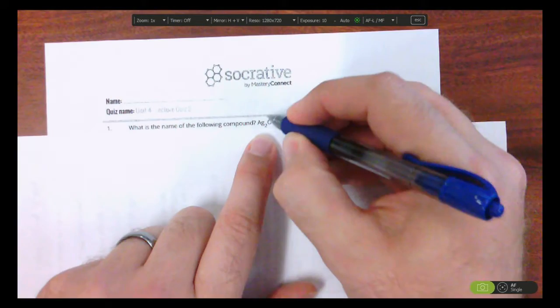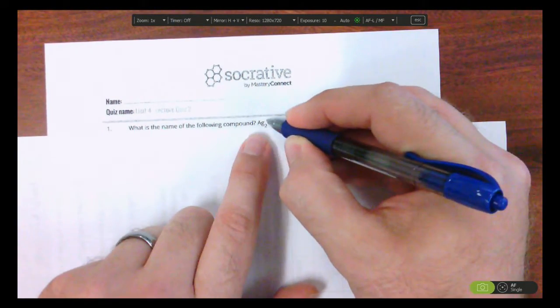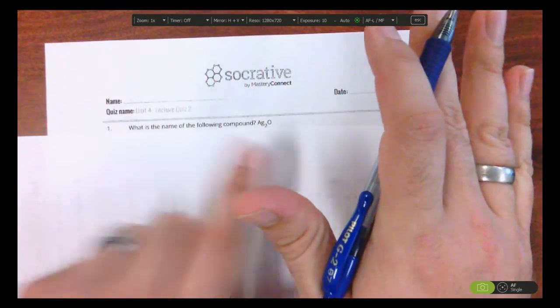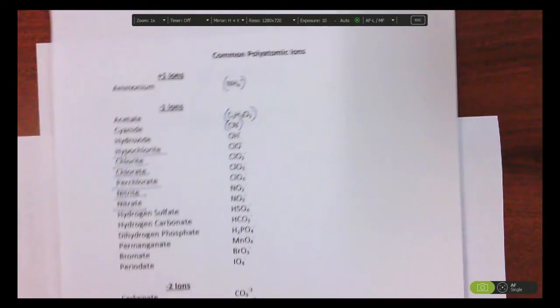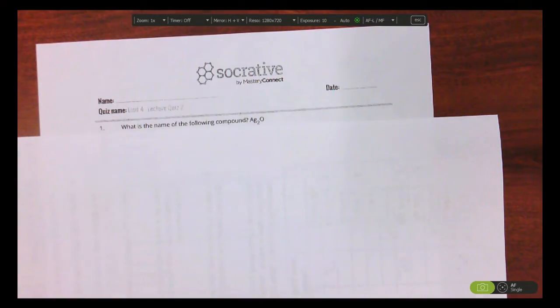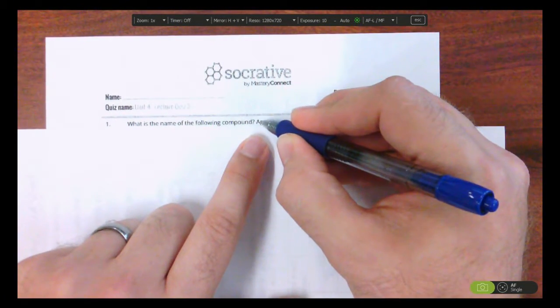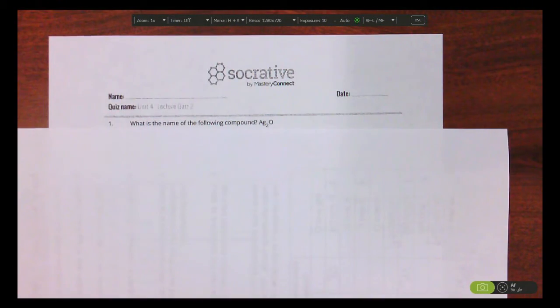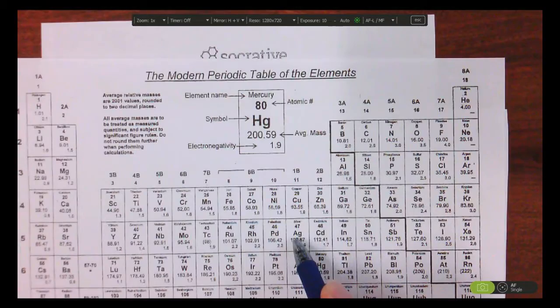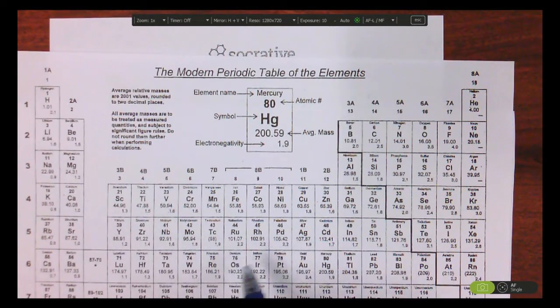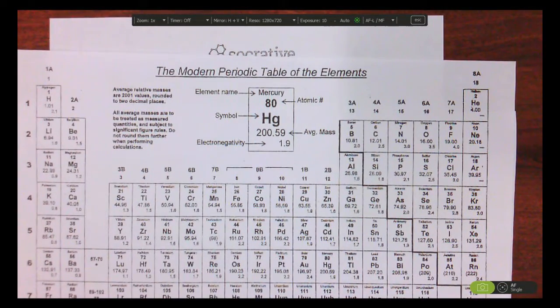Well, first off, is it binary? Yes. That means no poly, so you're not using the sheet. You shouldn't use the sheet at all in the Socrative, there were no polys. All right. However, as we look at this guy, we look at the location of your silver on the periodic table. As we look for silver on the periodic table, we notice he is right here. Oh, he's in the transition metals, so that means he must get a Roman numeral.